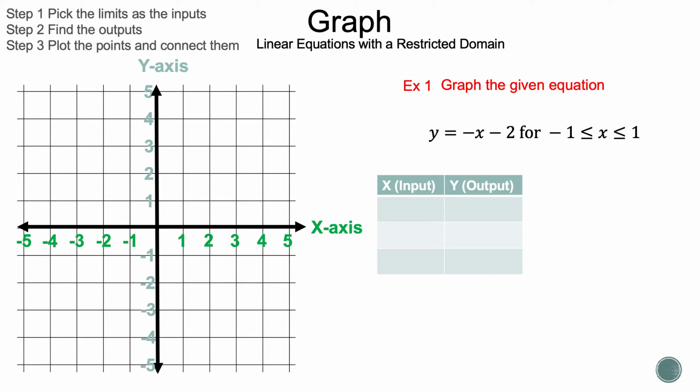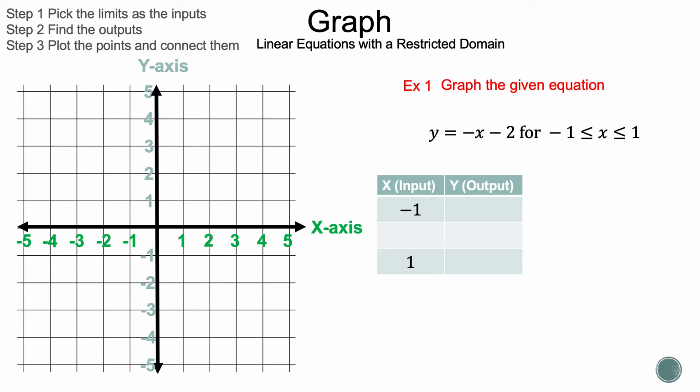Now you may be wondering, what are the values of x, or our input value, going to be? Well, normally you can pick any one, but in this case we have to pick the restricted values or the limits that we have on the equation, and those two numbers are negative 1 and 1. Now I would recommend doing 3 points, because sometimes when you only do 2 you don't realize you made a mistake, and if you do 3 points and you draw your line and your line goes through all of them, then you know you did it correctly.